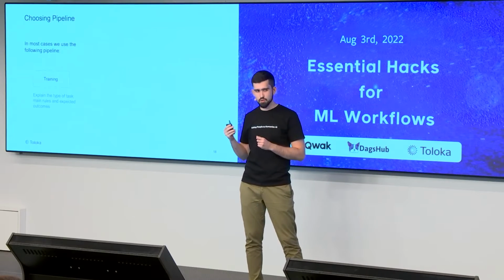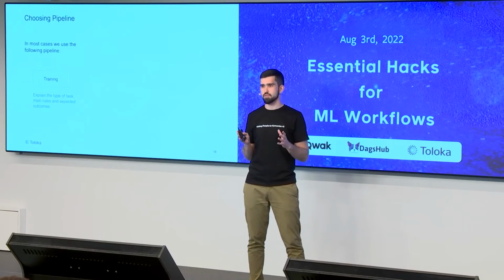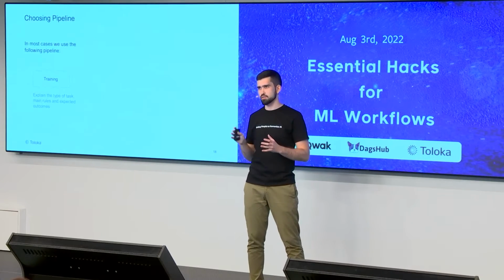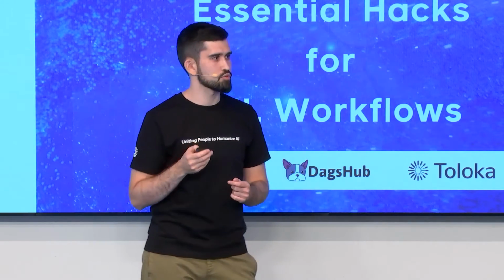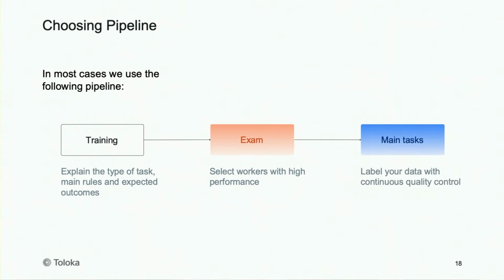Toloka guys, and I'm not an exception, usually use such a pipeline. First of all, the first step is training. It is aimed to show your people the main rules, the main type of tasks, just to demonstrate what they will have while labeling your main data. After that, you will have an exam, and here you select the most performant and skillful workers, which will get your data labeled with high quality. And after that, you will let them label your main data.